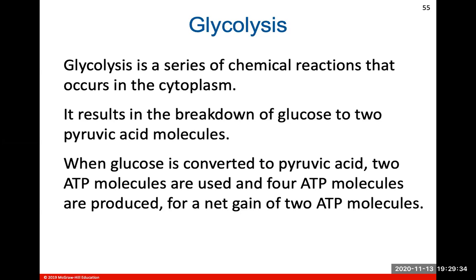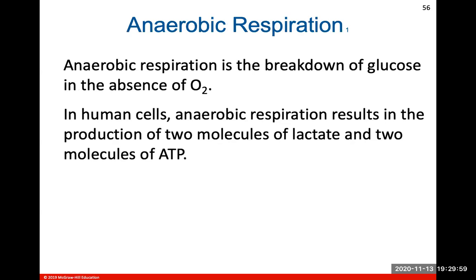So glycolysis is a series of chemical reactions that occurs in your cytoplasm. It will break down glucose to form 2 pyruvic acid molecules. And from here, to form the 2 pyruvic acid molecules, 2 ATP molecules will be used, and 4 ATP molecules will be produced. So a net gain of 2 ATP molecules is produced from glycolysis.